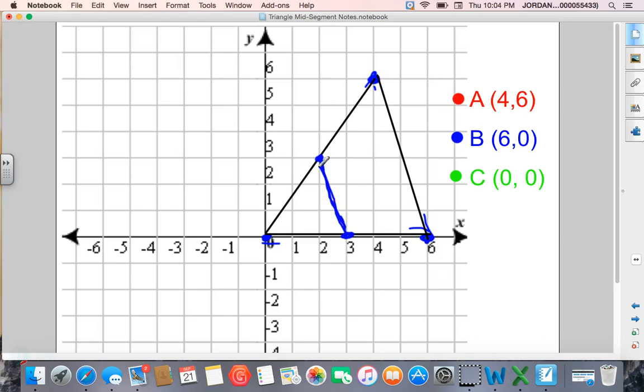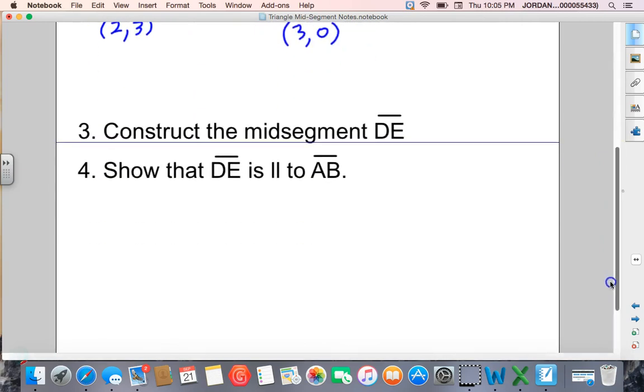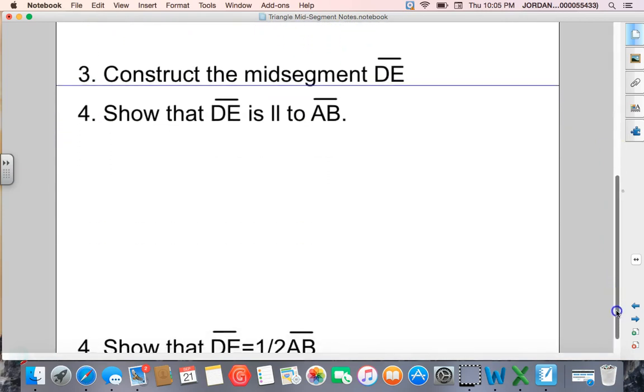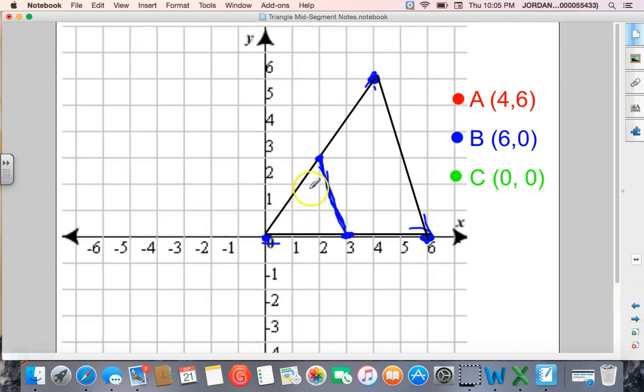So this time it's not going to be as easy just because our mid-segment and our third side don't lie right on the grid lines. So we're going to actually have to do a little bit of slope calculation and stuff like that, but that's okay. We're smart, we can handle it. So next step, third step is to construct the mid-segment. We already did that. And then show DE is parallel to AB. So we've got to figure out their slopes.